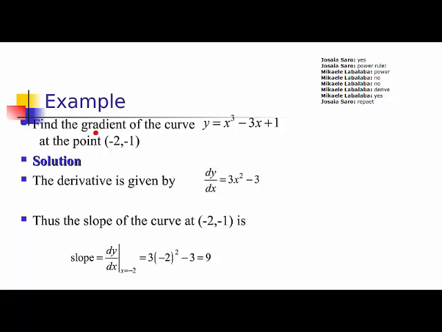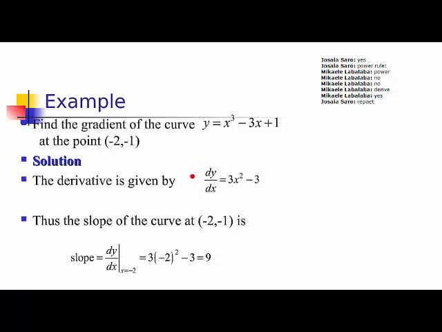You have to find a gradient of the curve. So how are you going to find it? First of all, you have to derive this particular equation, right? Which would give me 3x squared minus 3. So you have to derive this.